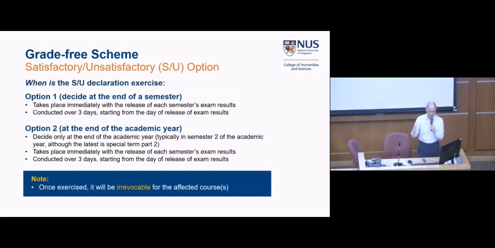So when you do this declaration of the SU option, when do you exercise this option? There are 2 points of time where you can do this. One is immediately after the release of the semester's exam results. There's a 3-day window in which you can exercise the SU option, right? And another is at the end of the academic year, so typically at the end of semester 2. Again, there's a window of 3 days in which you can exercise the SU option for the courses you have taken in the academic year, right?